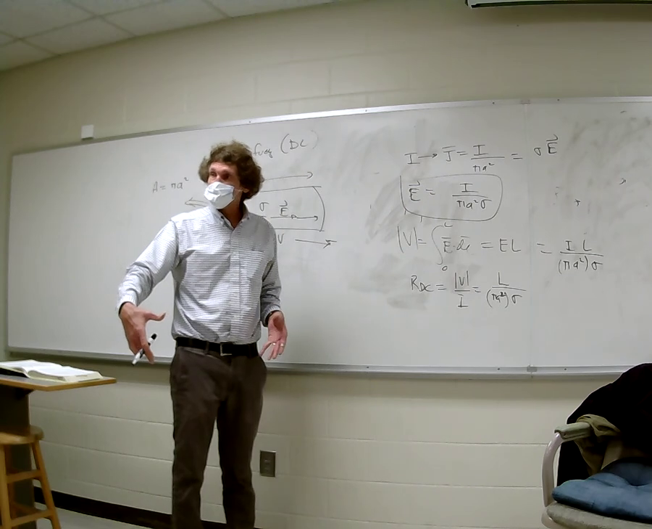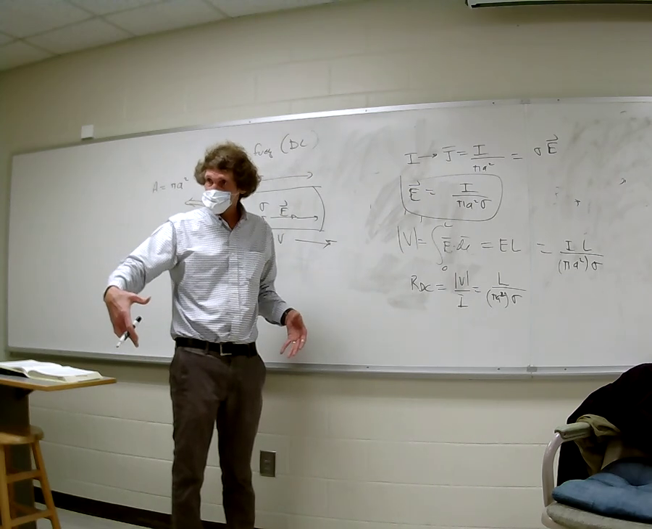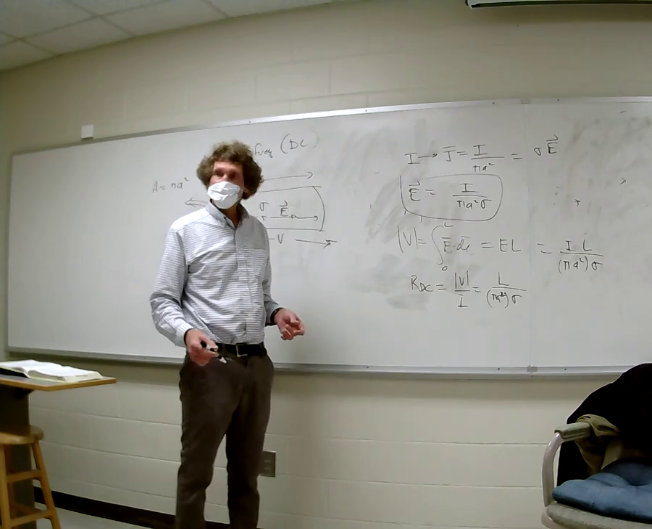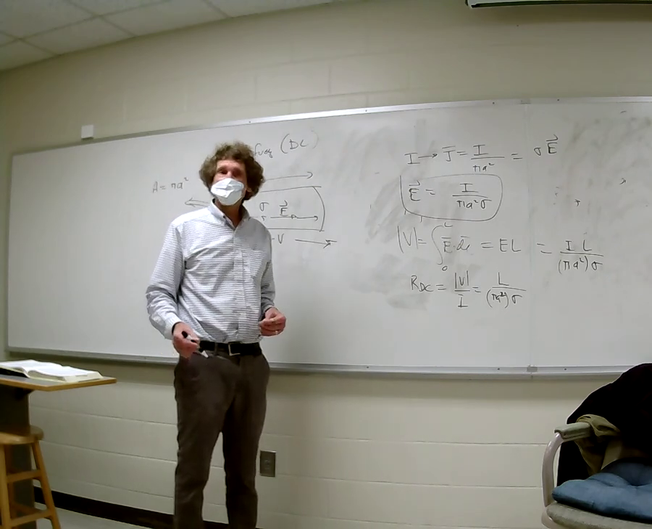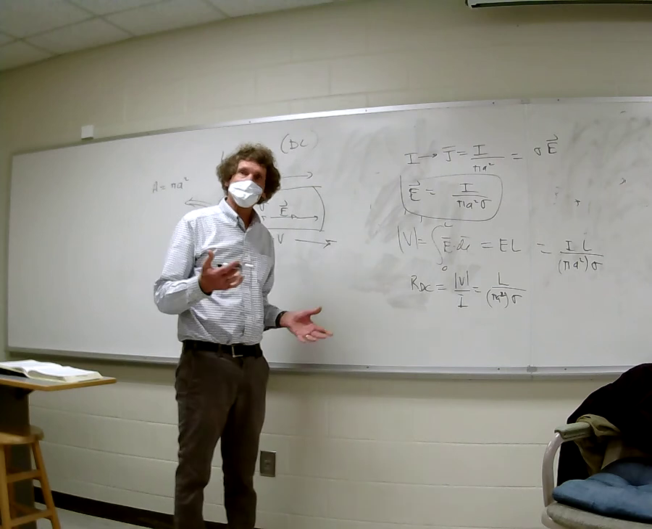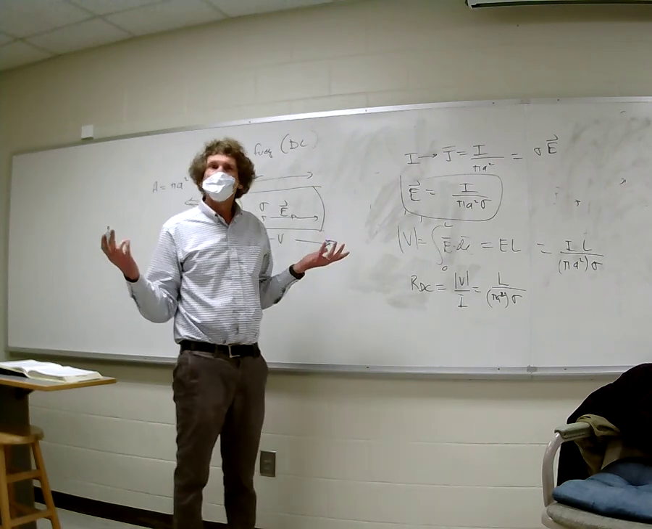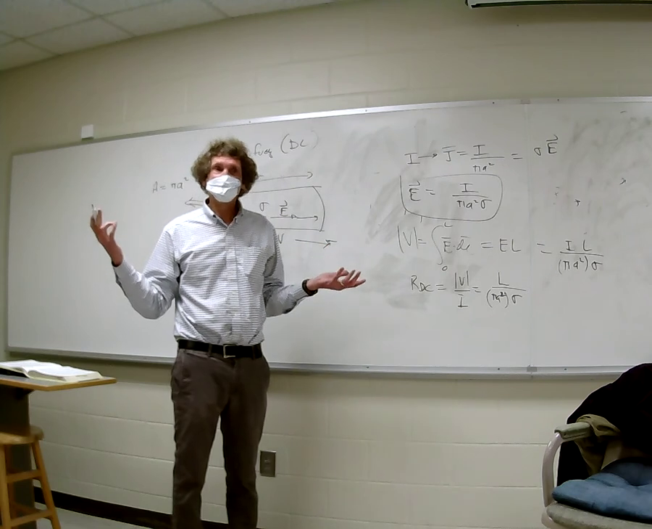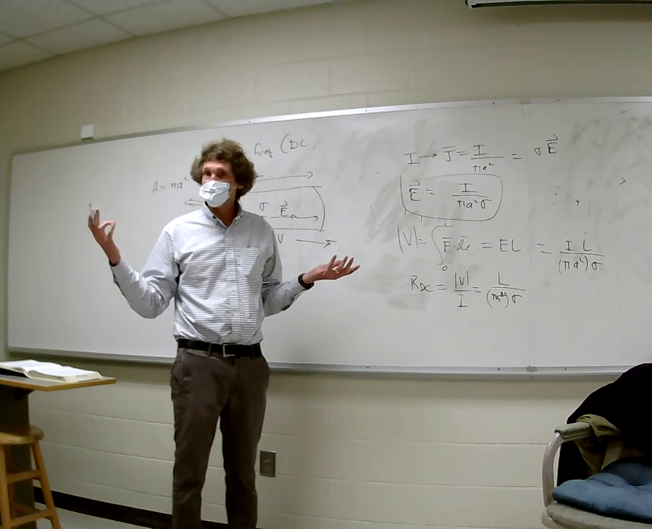Increasing area is like putting resistors in parallel. The net resistance goes down, and it's inversely proportional to sigma. What's the conductivity of copper, any metal, roughly? 5 point something times 10 to the 7th? 5.8 times 10 to the 7th.